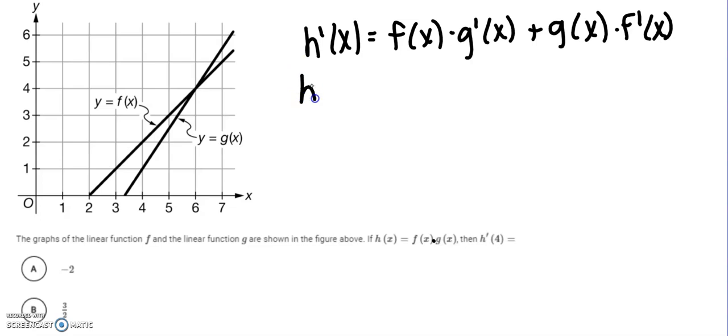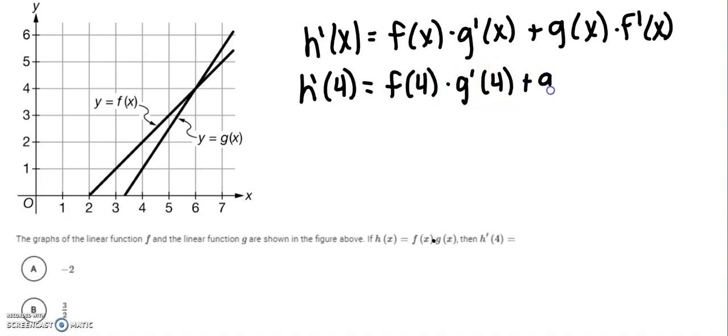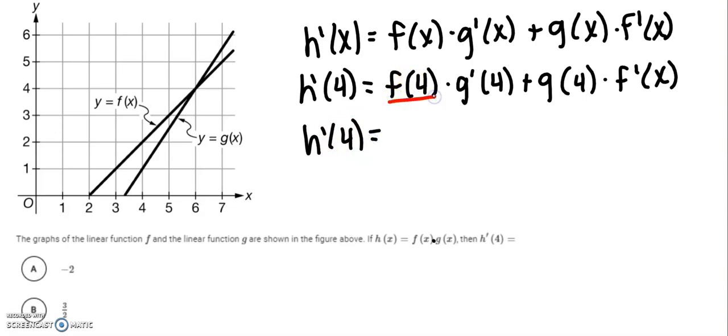And now to find h prime of 4, we're going to find f of 4 times g prime of 4 plus g of 4 times f prime of 4. So I'm going to use this graph over here because this is our f and g. So h prime of 4 is equal to f of 4. In goes 4, out comes 2. G prime of 4 is the slope of g at 4. So I'm going to go to 4 and I'm going to find the slope of g.